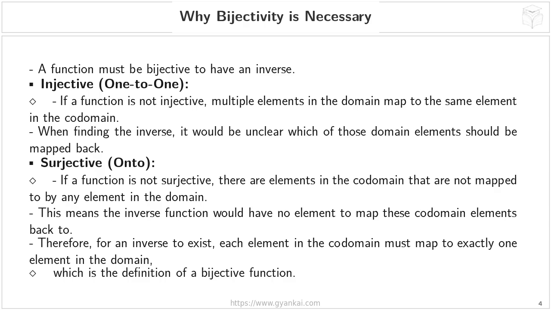Therefore, to guarantee that an inverse function exists, we need both injectivity and surjectivity. Each element in the codomain must map to exactly one element in the domain. This is precisely what defines a bijective function. It ensures a clear, unambiguous mapping in both directions, from domain to codomain, and back again with the inverse. In the next slide, we'll see how this plays out with the composition of a function and its inverse, which will further solidify this concept.